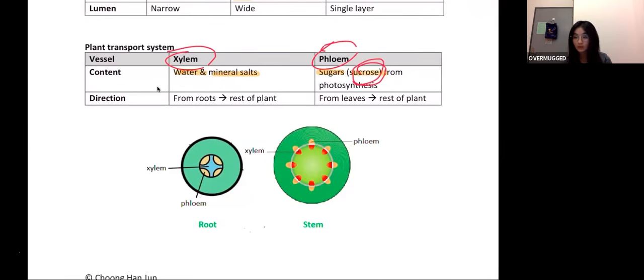You're like, but I thought glucose is the one produced in photosynthesis. Yes, glucose is produced in photosynthesis. It will be converted into sucrose for transport. You're like, why? I don't know, ask the plant. So sucrose is the one that is transported.